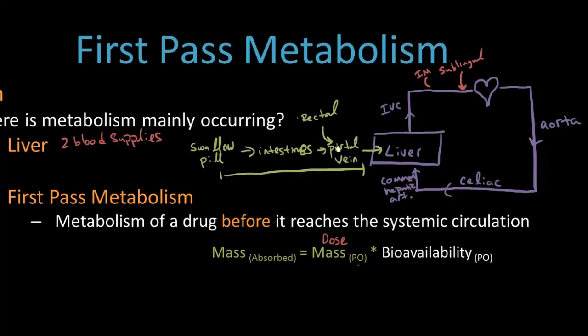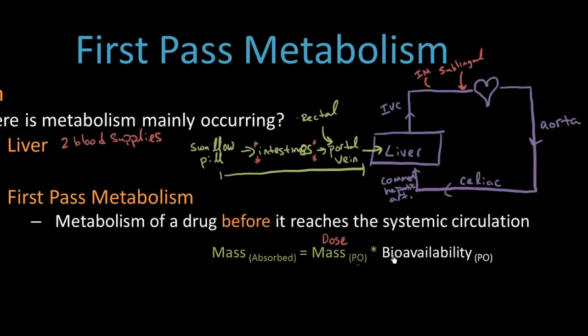There's one other point I want to make here before we move on, and that is that metabolism is not only occurring in the liver. We actually have some enzymes in the intestines which help metabolize drugs and would also then reduce the bioavailability. Does that make sense? Super important concept.